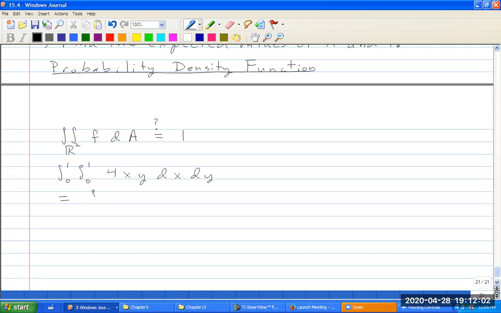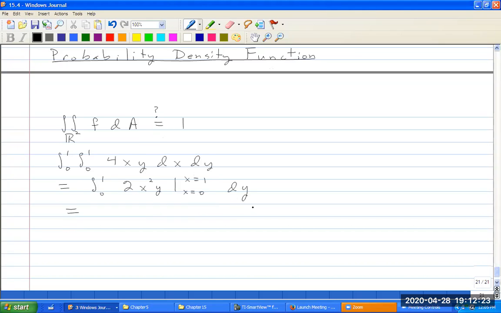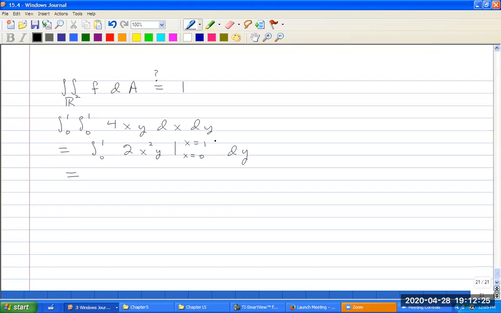The integral of x is just going to be 1/2 x squared. So this is 2x squared y between x equaling 0 and x equaling 1. So, nice, easy calculation. Plug in x equaling 1, so you just get 2y. Plug in 0, you just get 0.